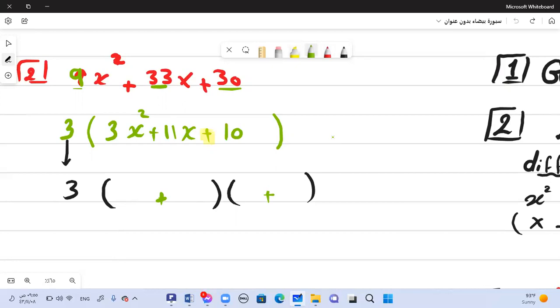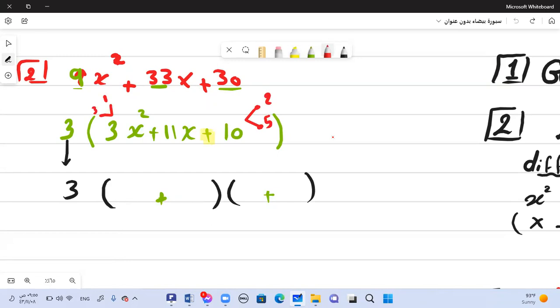We should make factorization for the 10. Guess what the 2 numbers are. Give me 10. 5 and 2. And we should make factorization for 3: 3 and 1. Which 2 numbers multiply each other to give 3? 3 and 1. I will check now.